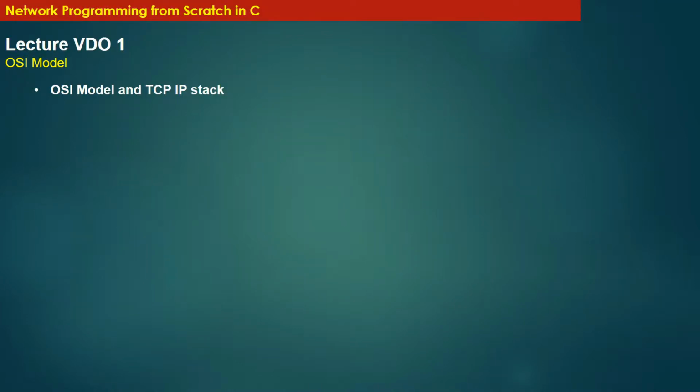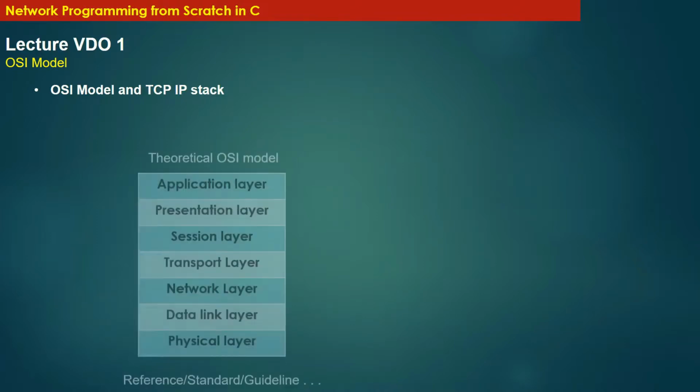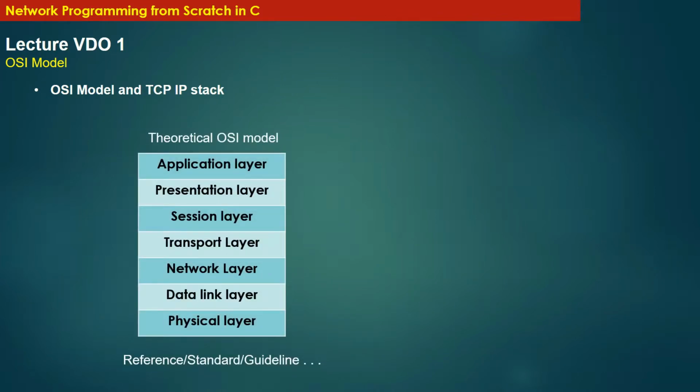So welcome back guys, let's start with the OSI model. The starting point of networking is understanding the OSI model. You must have already studied and must be familiar with the theoretical OSI model. The OSI model is nothing but a stack of layers. Each layer is tied to a particular networking functionality.